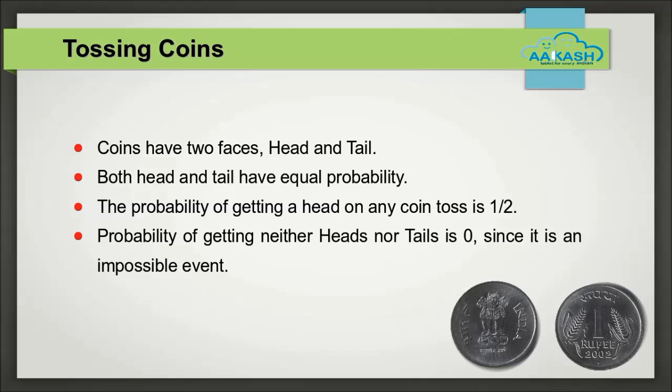Tossing coins. Let's begin with coins. Each coin has two faces, heads and tails. They both have equal probability. Probability of each of them is half. If we think carefully, we see that the probability of getting neither heads nor tails is 0, since it is not possible to get none of them after tossing the coin.